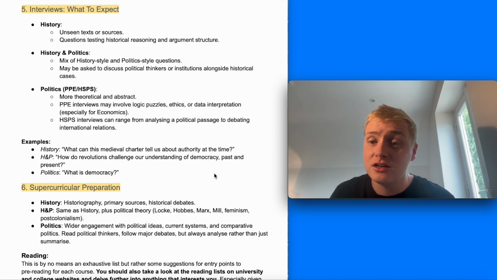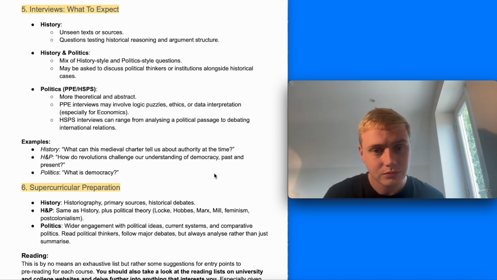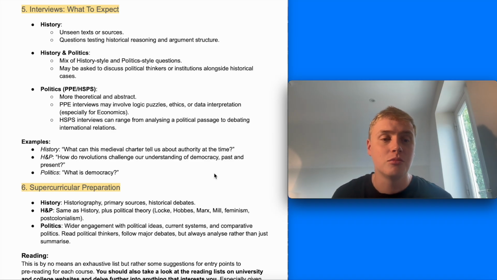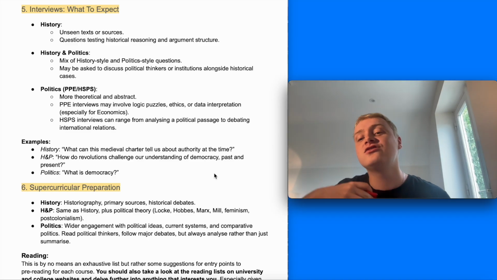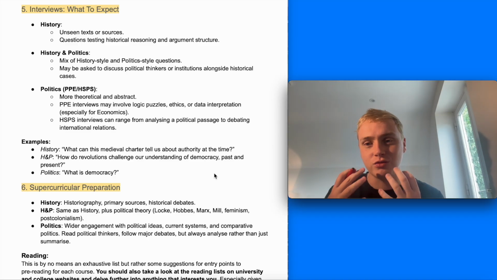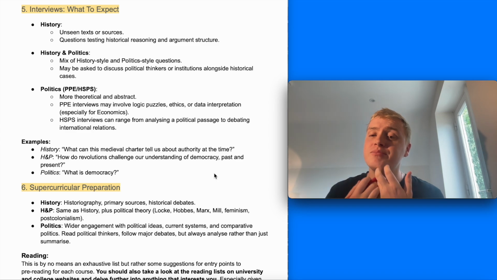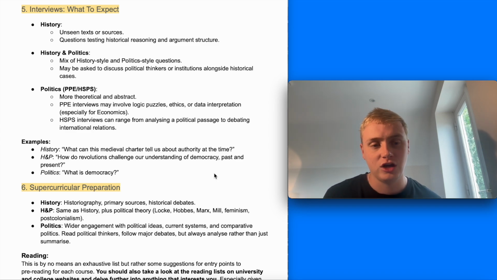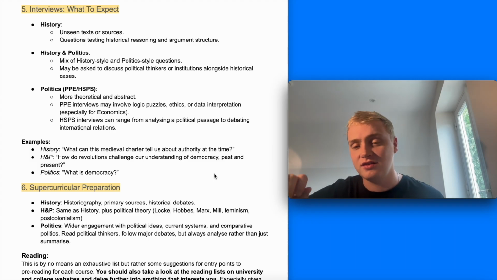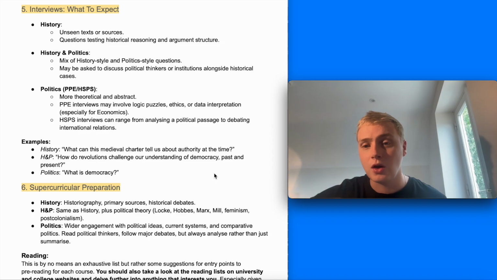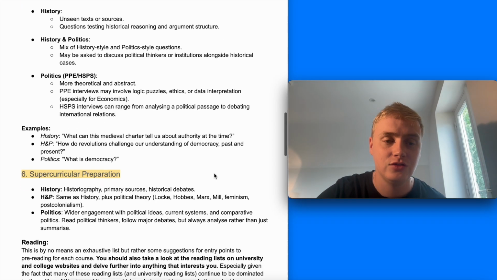History, it could be about a particular source, so that question there. History and politics, linking the two. How do revolutions challenge our understanding of democracy, past and present, for example? So very difficult questions. You're not going to be able to predict them. It's about practicing the type of questions that come up, practicing those difficult questions and that reasoning, so that on the day you can adapt and be as effective as possible in what's going to come up. Again, before the interview stage of Oxford applications this year, we're going to do a much more detailed video on how to prepare for interviews.